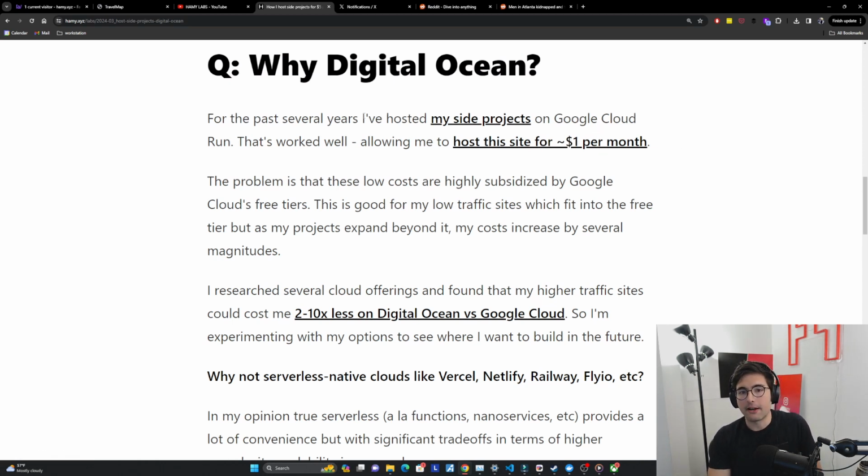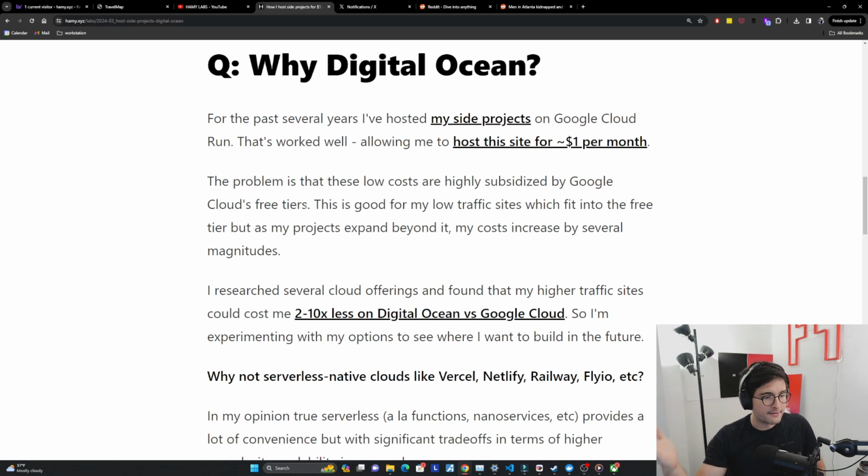Because I've hosted my side projects on Google Cloud Run for the past several years, most of my side projects are still running on Google Cloud Run fine, because there's not really a reason to migrate them over currently. It's not urgent. It's not really important. The problem is that these low costs are highly subsidized by Google Cloud's free tiers.